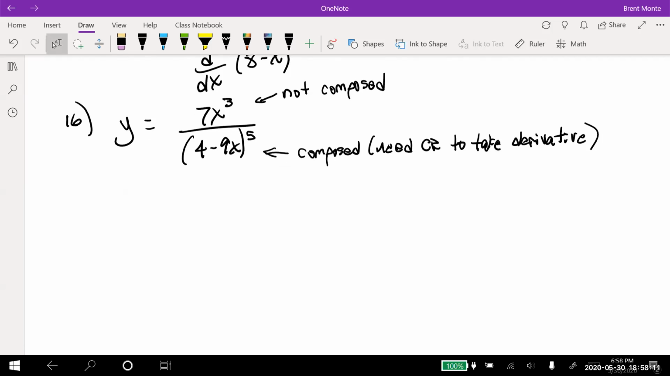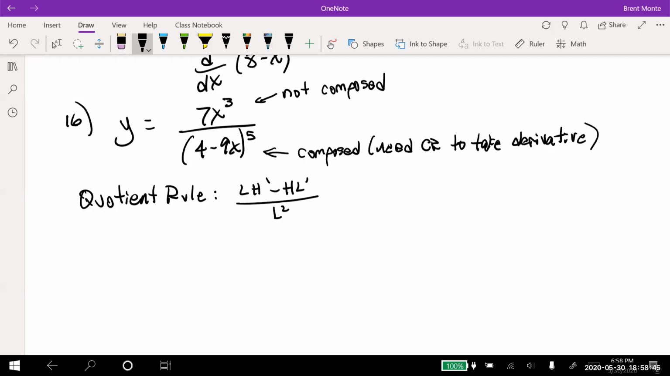I have to use the quotient rule because it's a quotient. Let's remind ourselves, we have to use the quotient rule. If you haven't looked at my last section on the quotient rule, we have a little saying for it, but it goes low D high minus high D low, square the bottom, and away we go. That's my quotient rule. So I'm going to apply that on this problem.